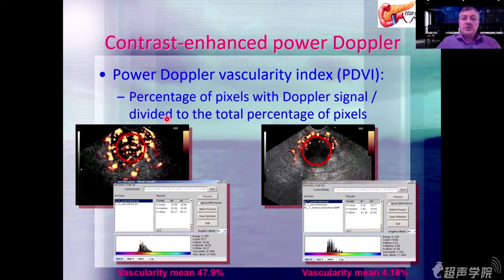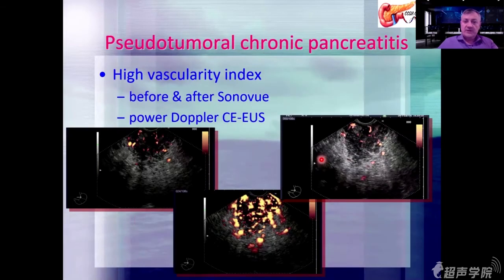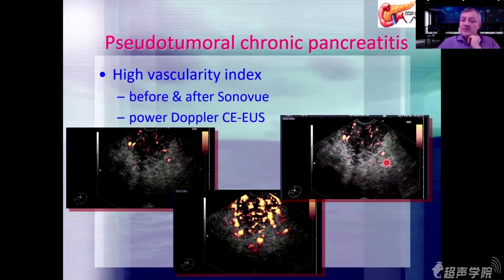This is how it works with contrast. So you can use Doppler or power Doppler, a high mechanical index technique. You inject contrast, you wait for the contrast to show up, and this is a hyper-enhanced mass. This was a hypo-enhanced mass. The first one was chronic pancreatitis. The right side image was pancreatic adenocarcinoma. And this is how it works in a high mechanical index mode.